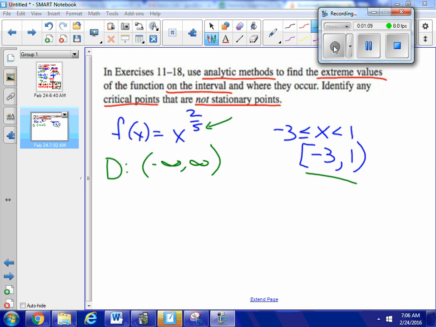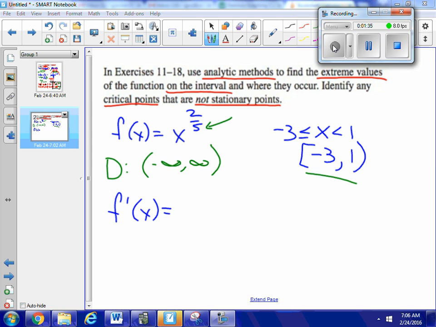I'm not exactly sure what the end behavior would look like. I have an odd index root, which frequently looks like that, but it's squared, so I'm not exactly sure what it's going to look like. I'm not going to worry about it till maybe the end of the problem. So let's get to work and find the derivative of this. We want to find f prime of x.